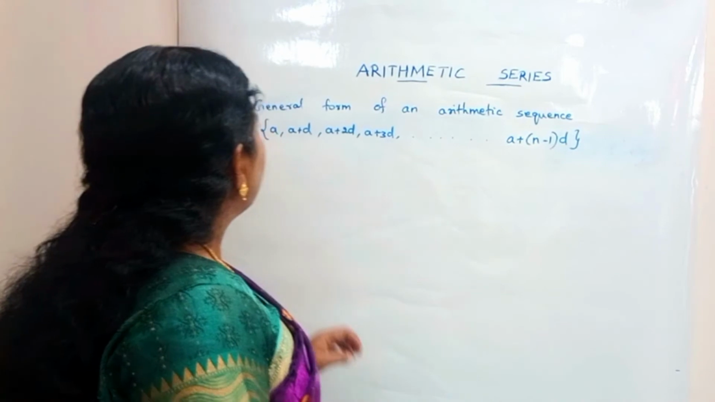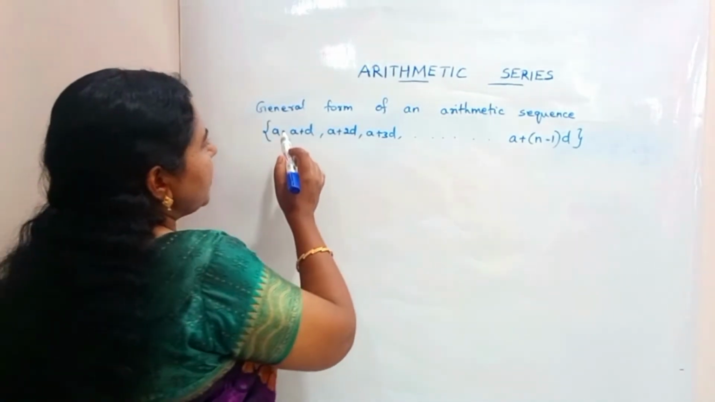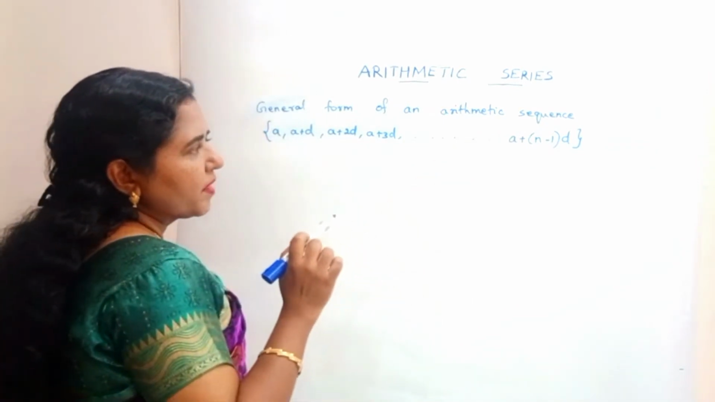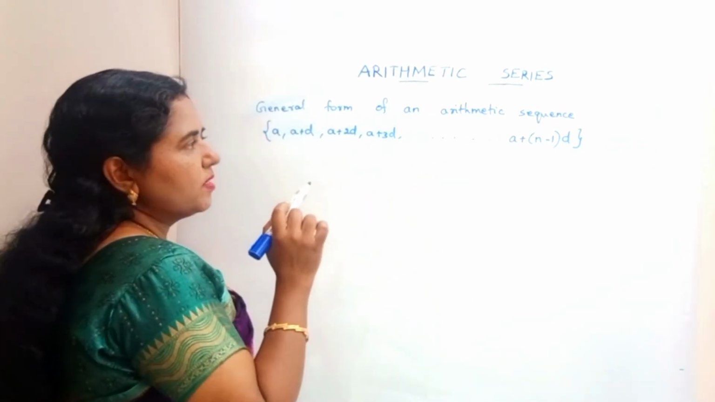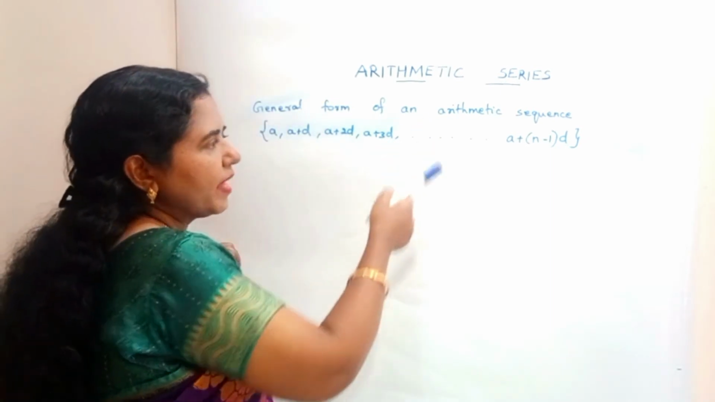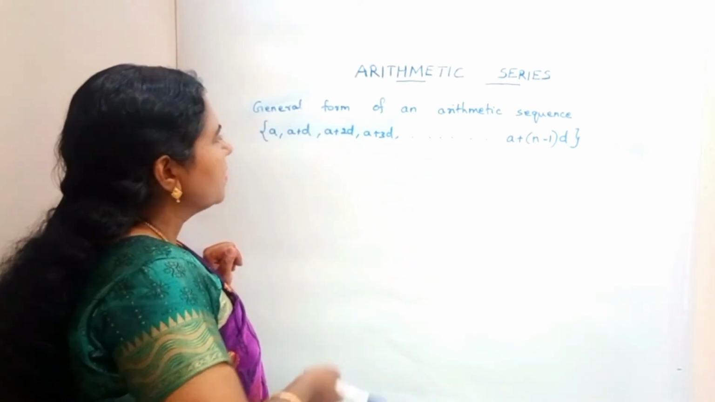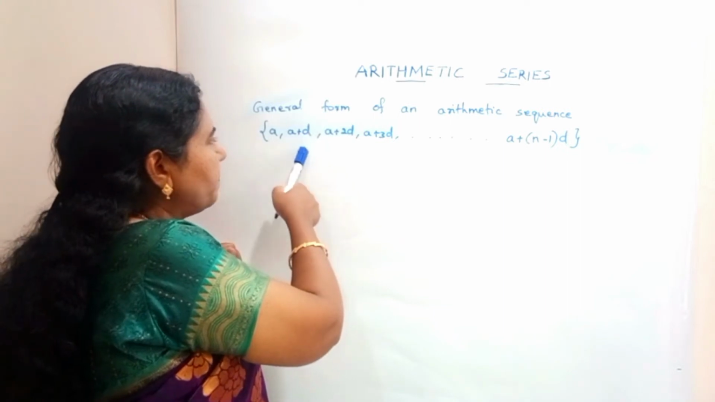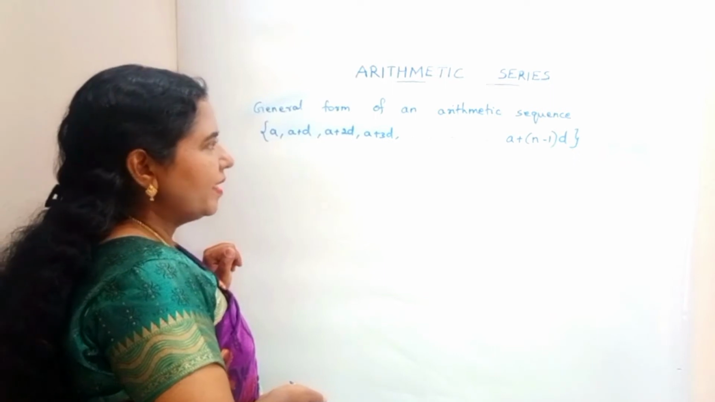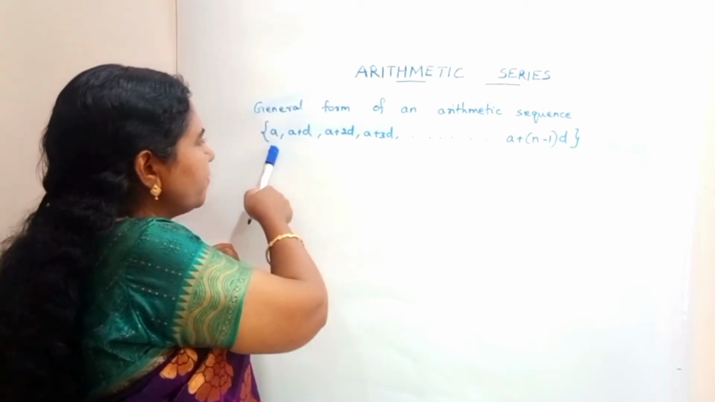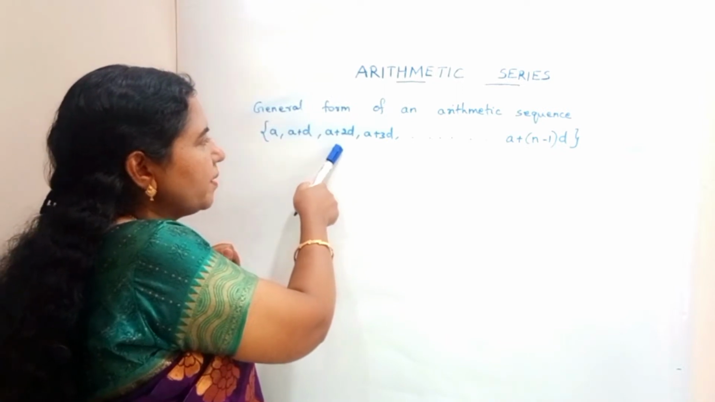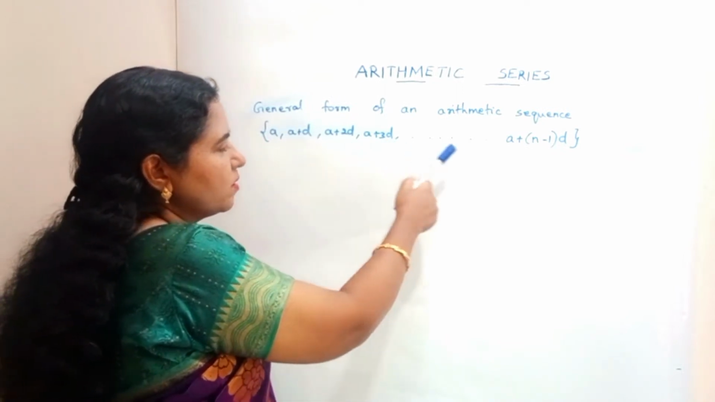Okay, so already we have seen the general form of an arithmetic sequence. We have seen this in the previous videos itself. If needed, you can refer. We know that the general form of an arithmetic sequence is a, comma a plus d, comma a plus 2d, comma etc. So here this a represents the first term, a plus d represents the second term, a plus 2d represents the third term, and this goes on.